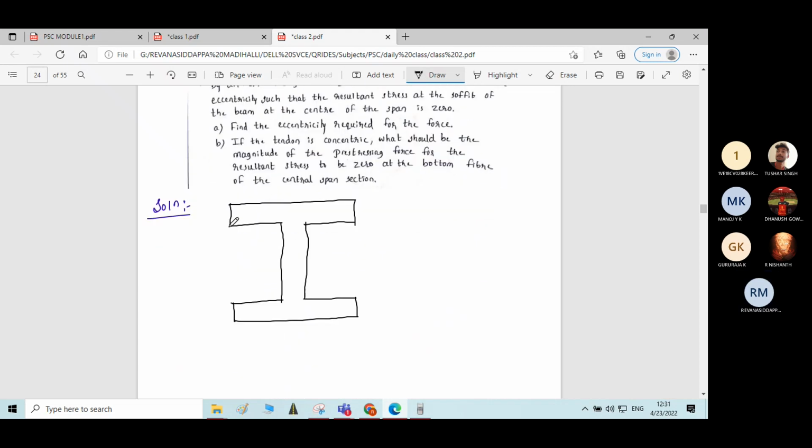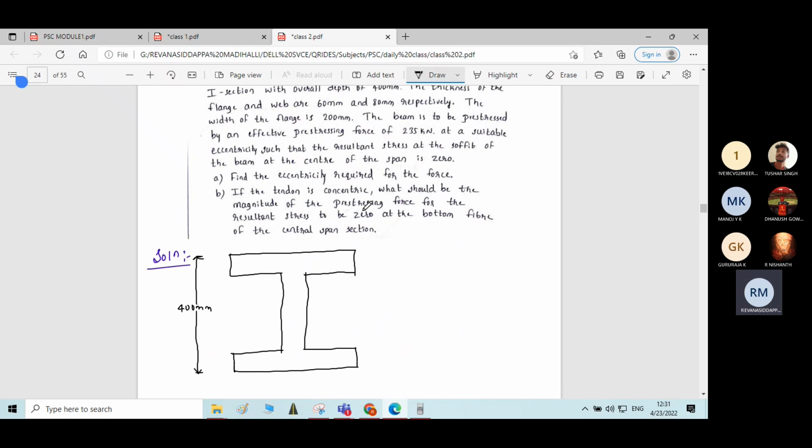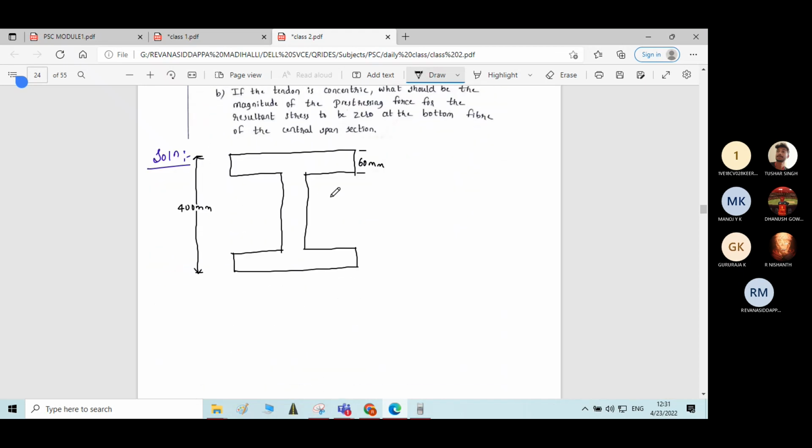Overall depth is 400 mm. Thickness of the flange and web are 60 and 80 mm respectively. Thickness of flange is 60 mm. Thickness of web is 80 mm.